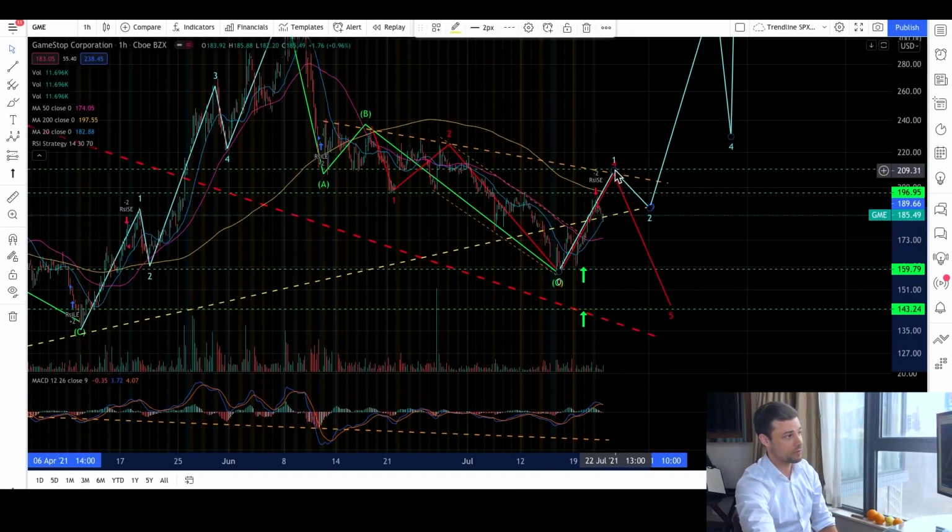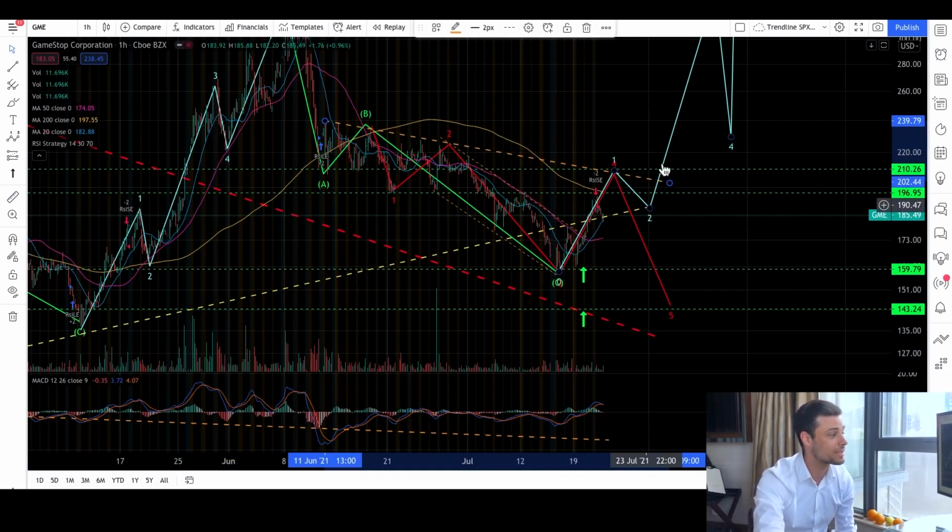So I don't think the first wave is complete. I think we're going to go to 205, 210, this trend line, then correct, and then move higher.